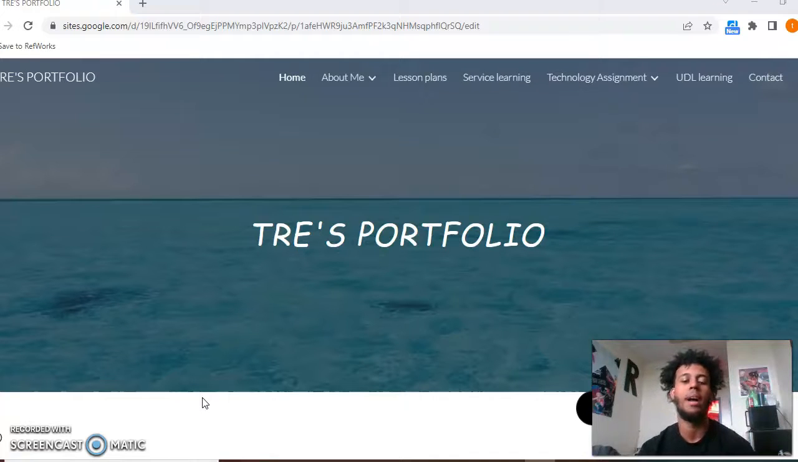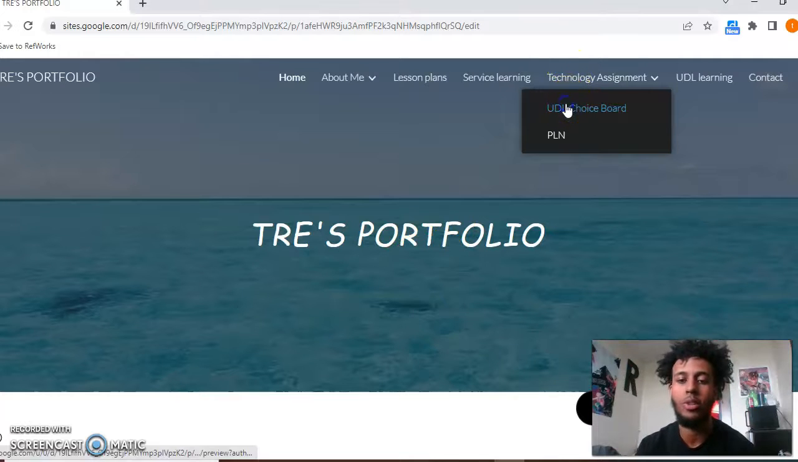Today I will be going through my portfolio that I did in college. We'll be talking about the four SDs and the four Cs, which are creative, collaborator, communicator, and critical thinker. For the first thing, we will be talking about my UDL choice board.